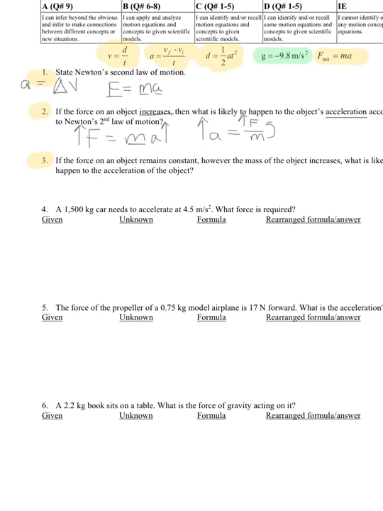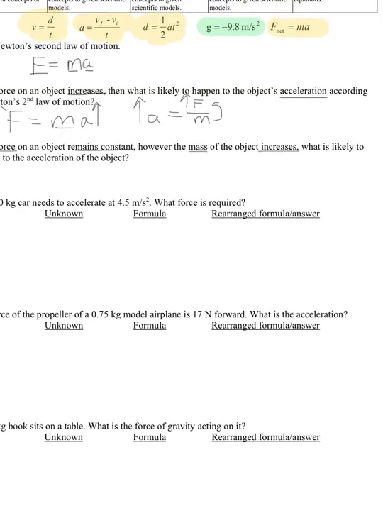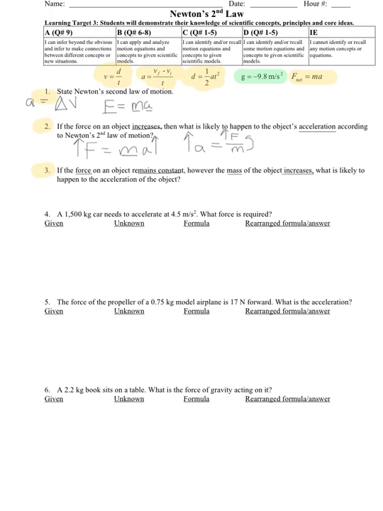If the force on an object remains the same, so if our force remains constant, or F doesn't change, however, the mass of the object increases, what is likely to happen to the acceleration of the object? One logical way of thinking about this: if I have an object and I'm pushing on it, and then all of a sudden it doubles in size, does the object move just as fast? Does it increase in speed, or does it slow down? Well, if it's bigger, it probably weighs more, which means it's harder to push, which means it's not moving as fast. And so that reasoning follows.